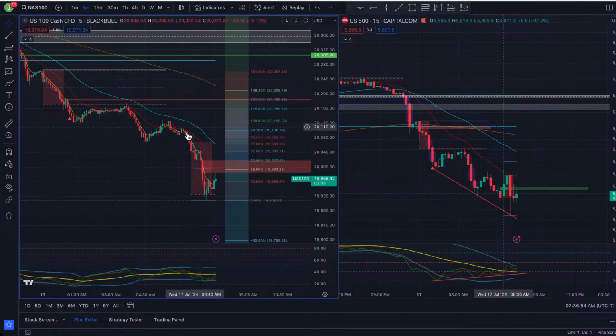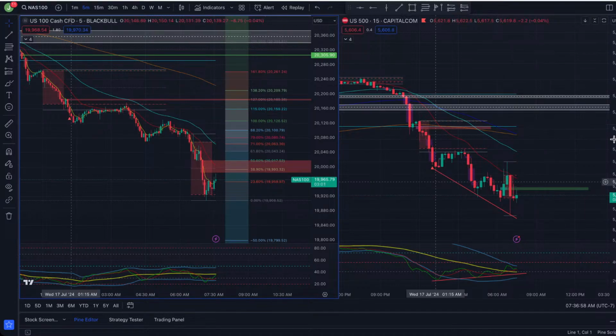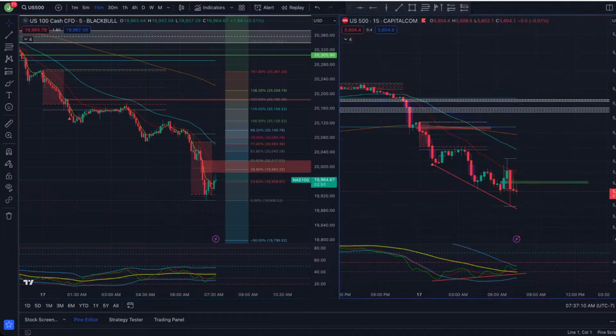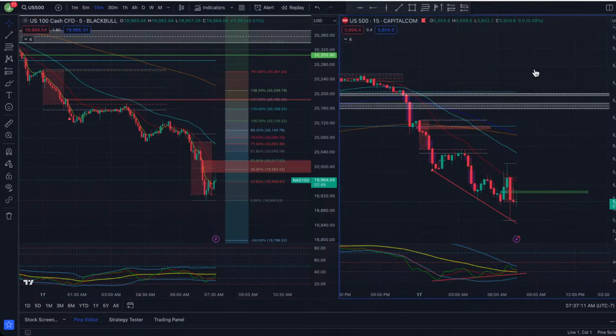As mentioned before, I do not like to sell when we're extremely below that 50% PD array. But this is just that kind of a morning. We are below the weekly range, which is painted out by these aqua lines.